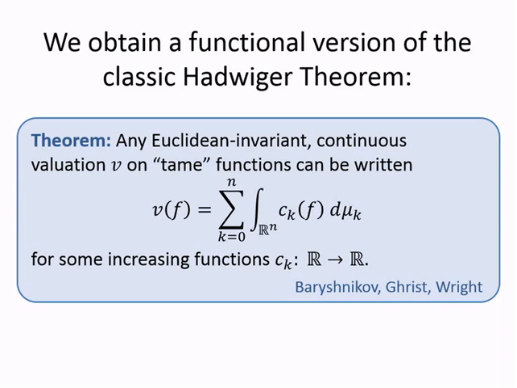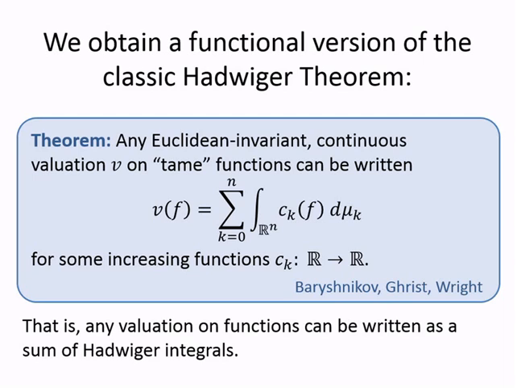This was proved by myself with Rob Ghrist and Yuliy Baryshnikov. Isn't that the generalized Hadwiger's theorem? Yes. So, for example, if f is an indicator function of a set, then you get back the regular Hadwiger's theorem. So if you'd like to know more about this, you can refer to the following paper.